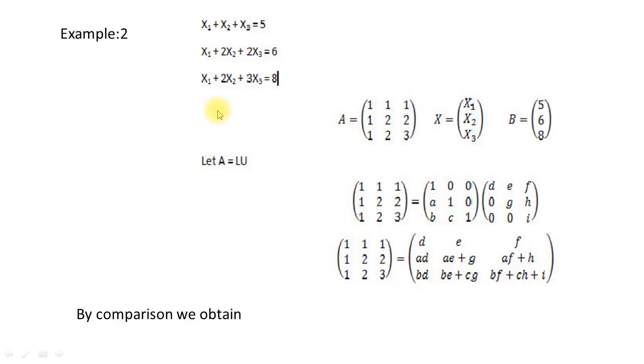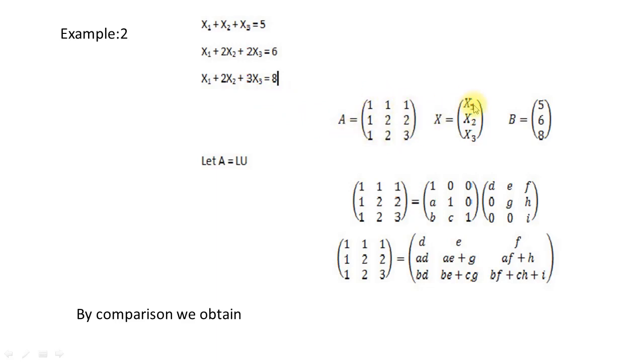Now next example. In this example we have x1 plus x2 plus x3 is equal to 5, x1 plus 2x2 plus 2x3 is equal to 6, and x1 plus 2x2 plus 3x3 is equal to 8. Now using the LU decomposition method to find the solution of this system. First of all, write the system in matrix form.